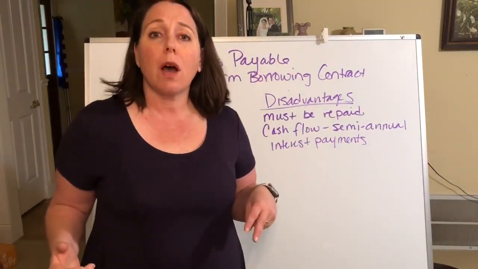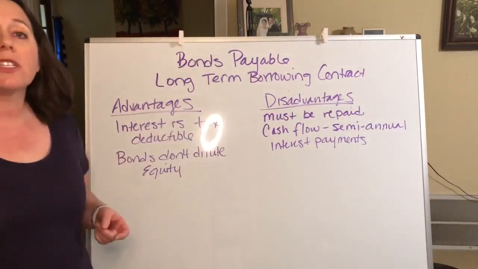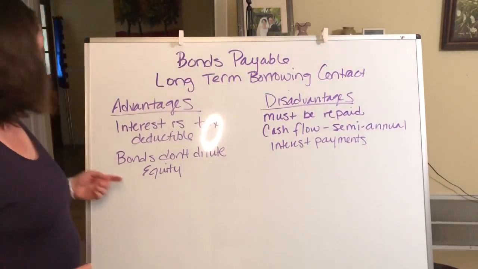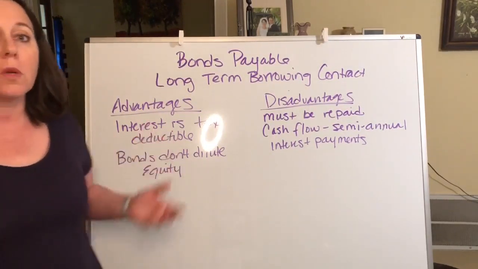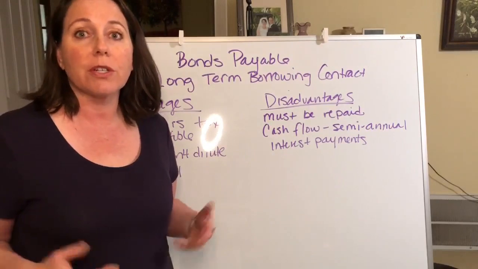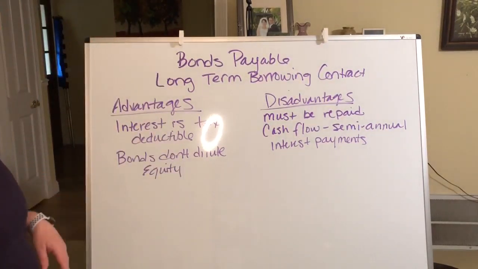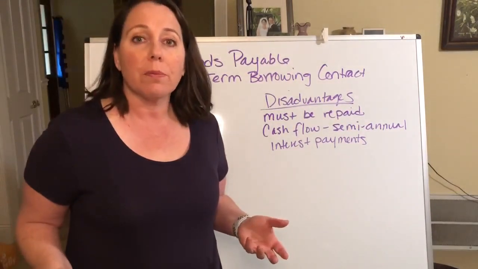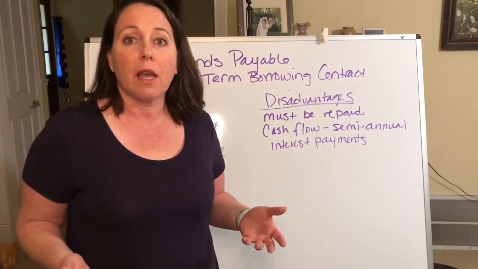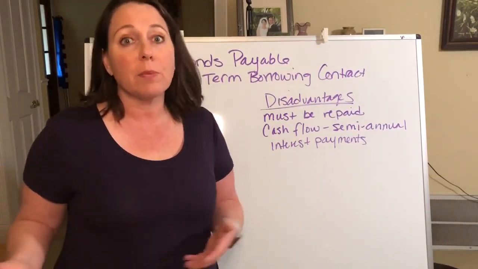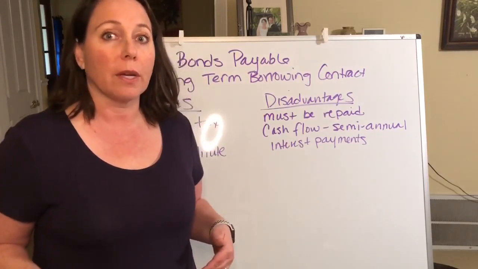Bonds have two common advantages and two disadvantages. The advantages of using bond financing are that the interest is tax deductible. So you get a little bit of a relief on your tax return if you pay interest on your bonds. Secondly, bonds don't dilute equity. This is important because shareholders own an ownership interest in your company. The more shareholders there are, the less piece of the pie everyone gets. So bonds are a way to raise money without diluting equity.